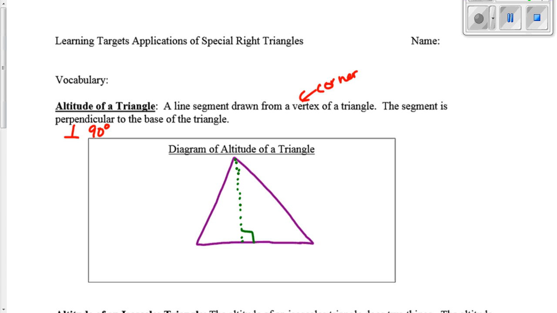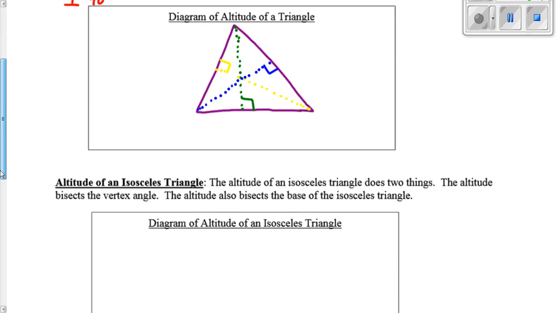Another one I could draw from this vertex over here to this base, and that one forms a 90-degree angle. Then the third one I can draw from this vertex over to this base, and that forms a 90-degree angle. They'll cross each other. So there are three different altitudes. Each is drawn from a vertex, or a corner, and goes straight down, forming a 90-degree angle with the base of the triangle that it hits. Pretty picture.